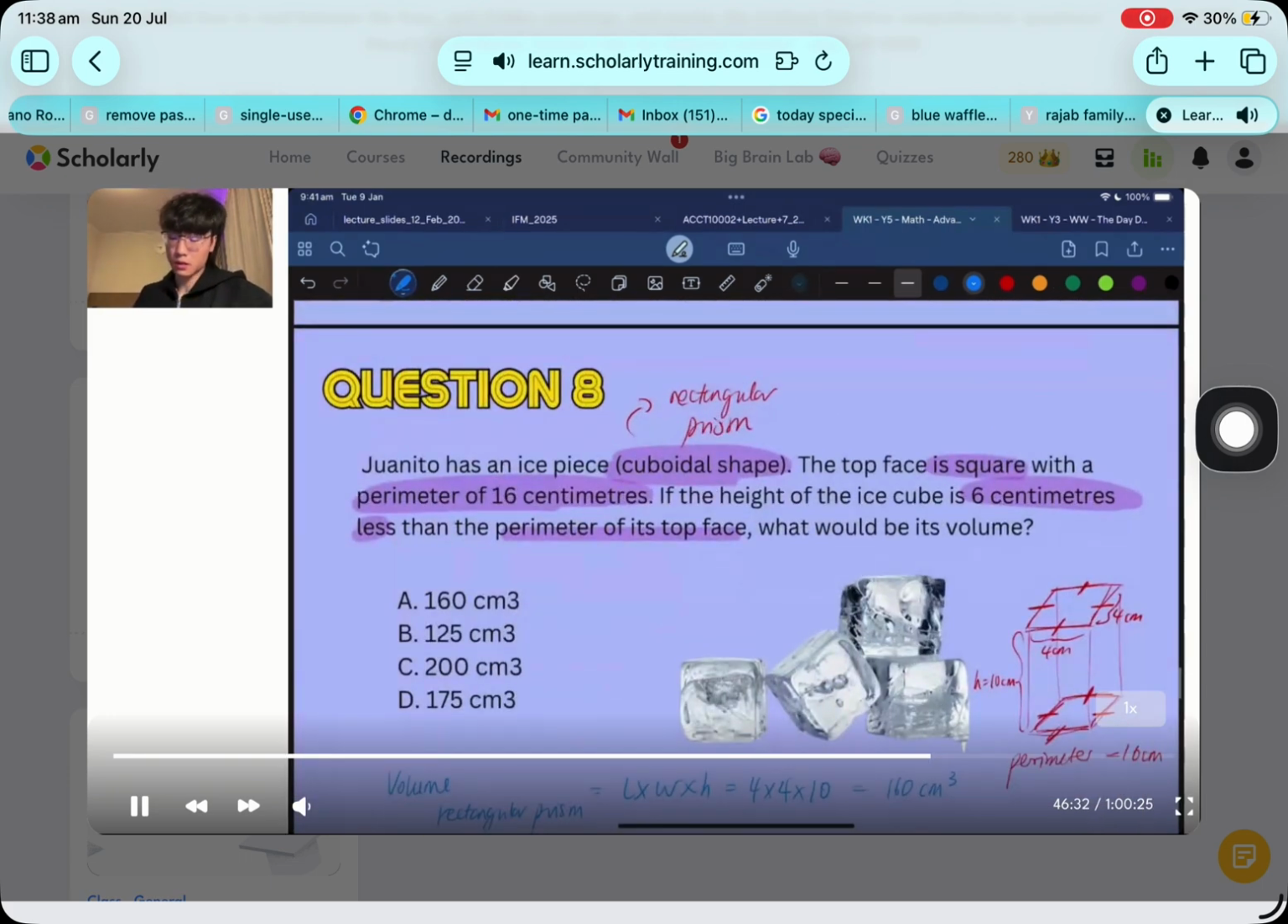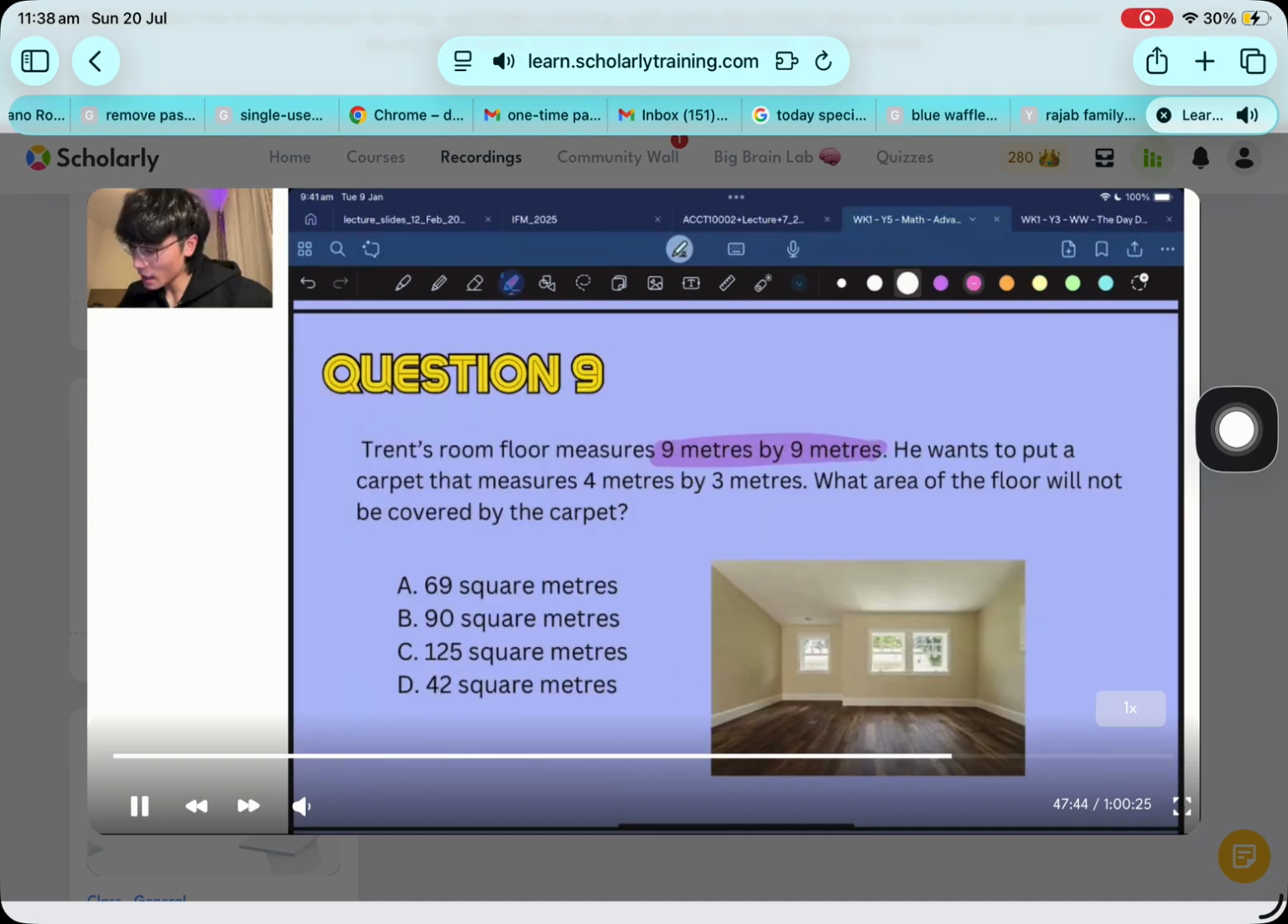Piece of ice. Oh, maybe it's not that massive, but it feels pretty big. So 106. And the dimensions of it are 4 by 3 meters. So what area of the floor will not be covered by the carpet?